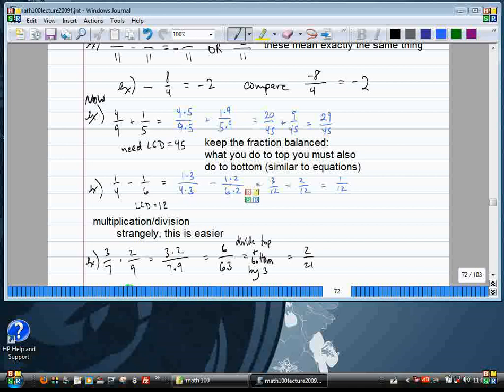What do you mean by cross multiply? You don't do 3 times 9 and 7 times 2. Yeah, so I'm going to come back to this cross multiply thing in a second. But yeah, instead of waiting until the end to cancel or to reduce, you can do it in the first step.